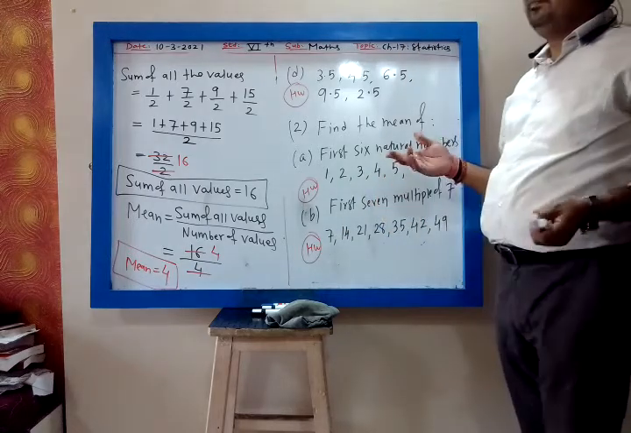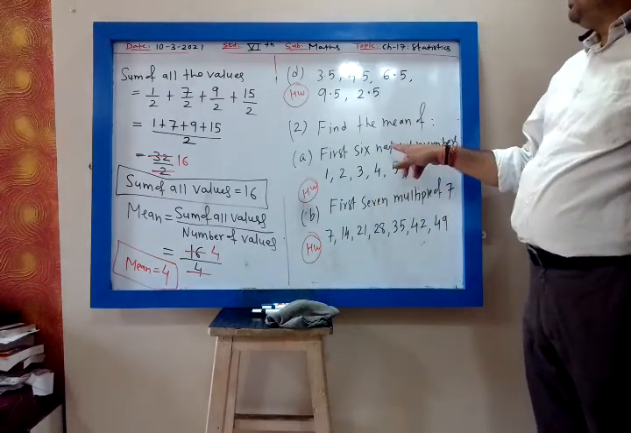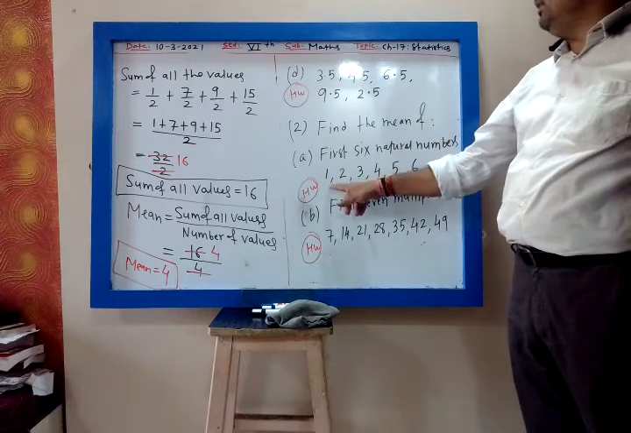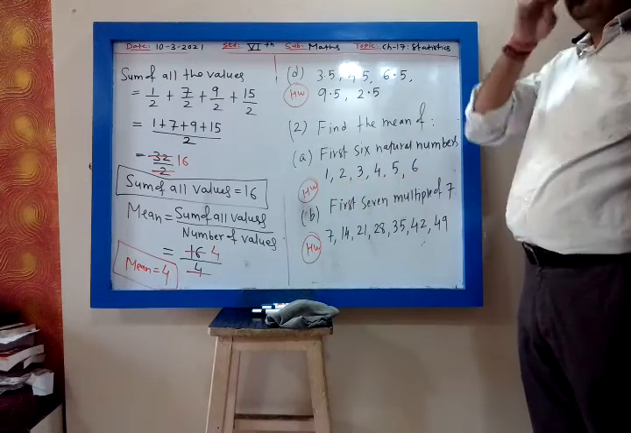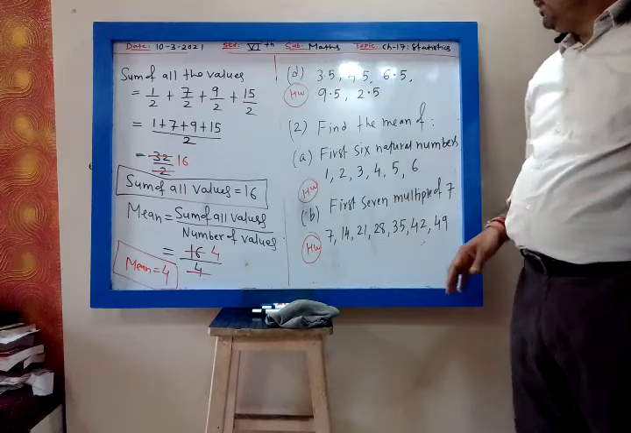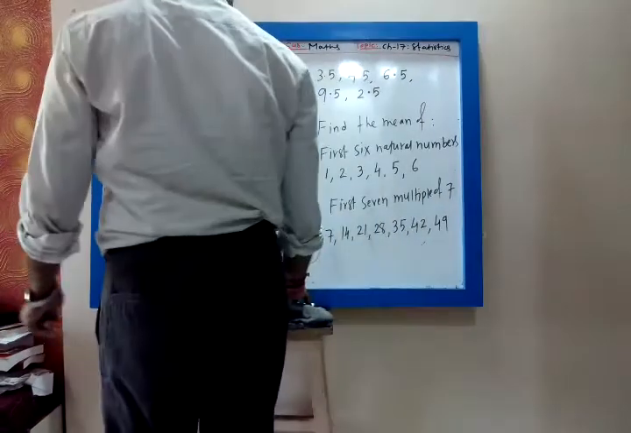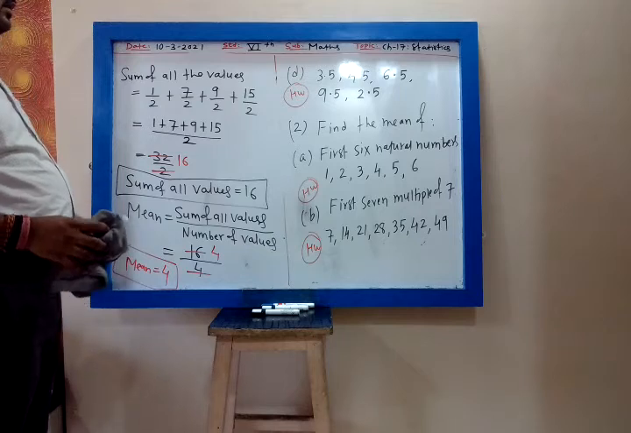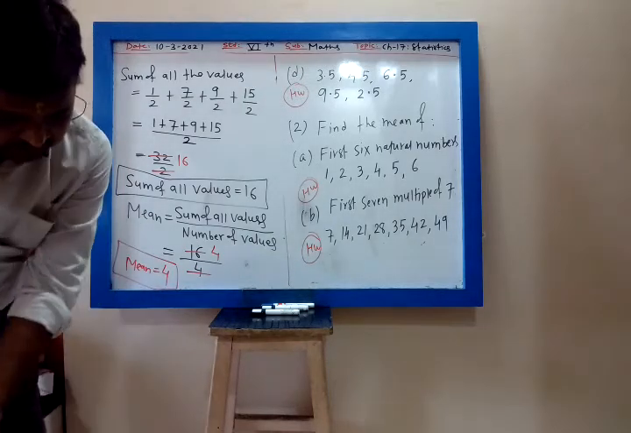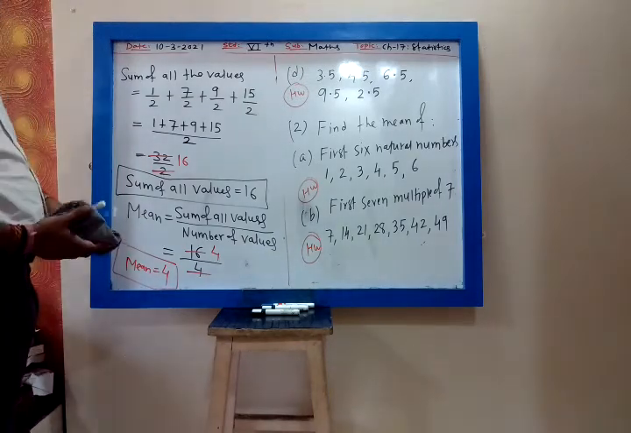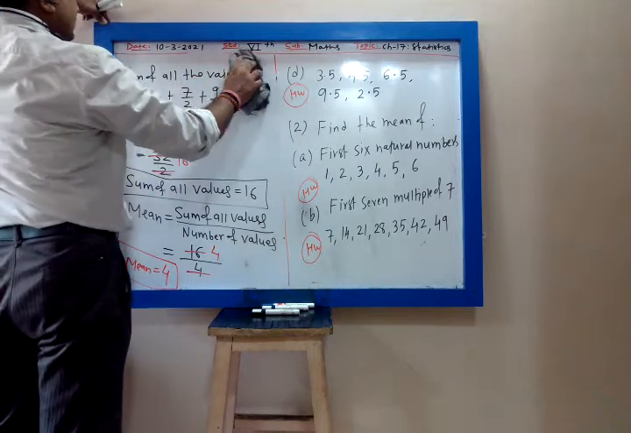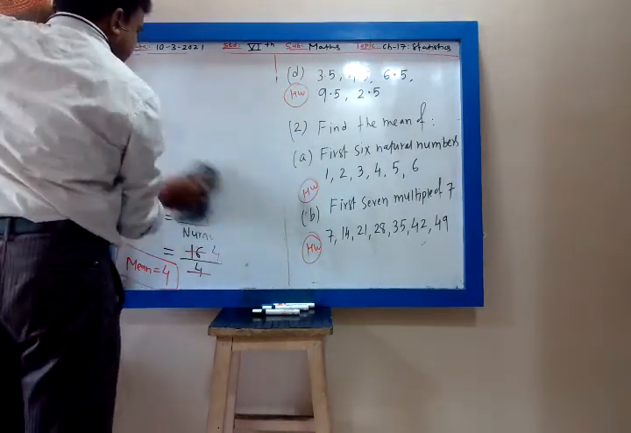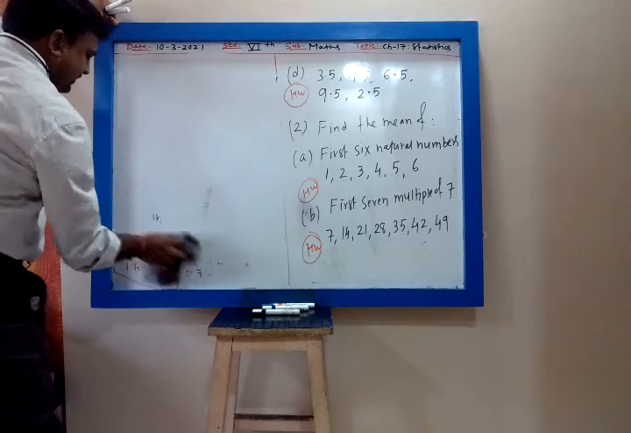My dear, find the mean of the first 6 natural numbers. The first 6 natural numbers are 1, 2, 3, 4, 5, 6. You want to find the mean of these. B is also homework. Now C I will do, because C is slightly different.